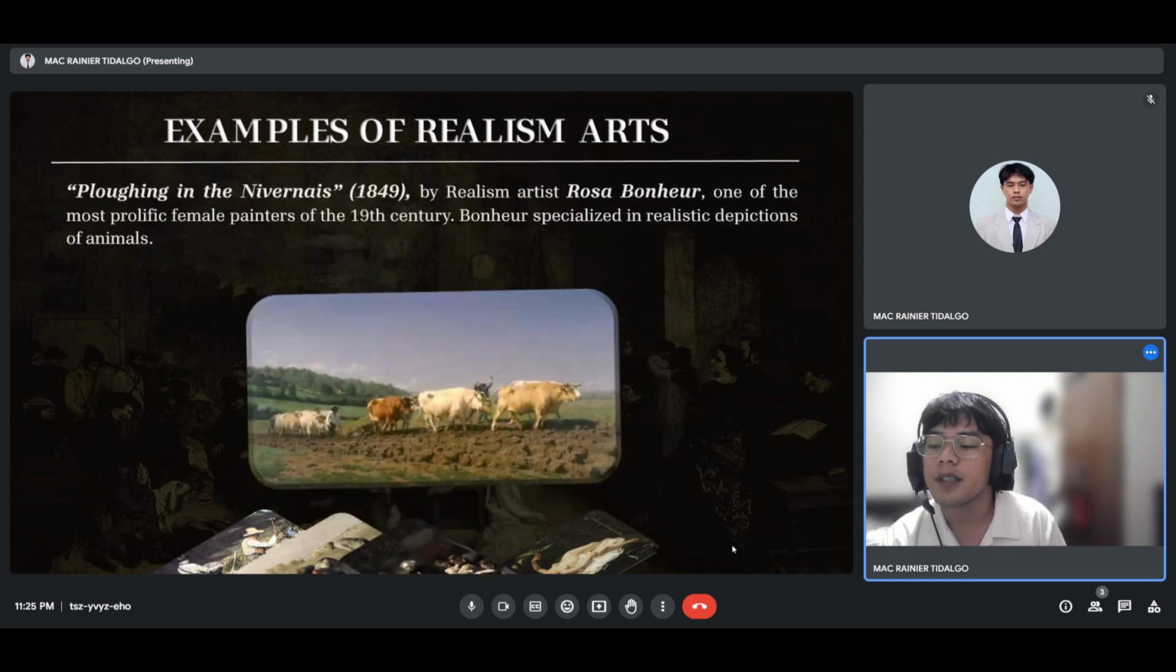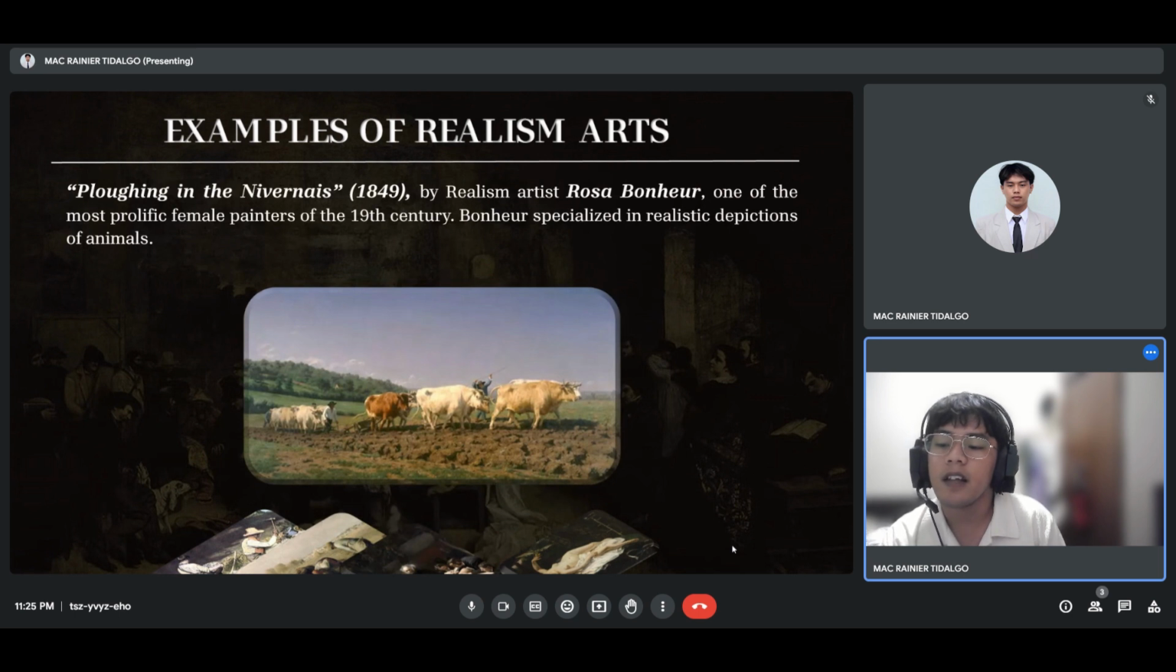So the next one is Plowing in the Nivernais, 1849, by realism artist Rosa Bonheur, one of the most prolific female painters of the 19th century. Bonheur specialized in realistic depictions of animals. This example is a hymn to agricultural labor whose grandeur was magnified because in these post-revolutionary days, it was easy to contrast with the corruption of the city. It is also a tribute to provincial regions, here the Nivernais, with its agricultural tradition and rural landscapes.